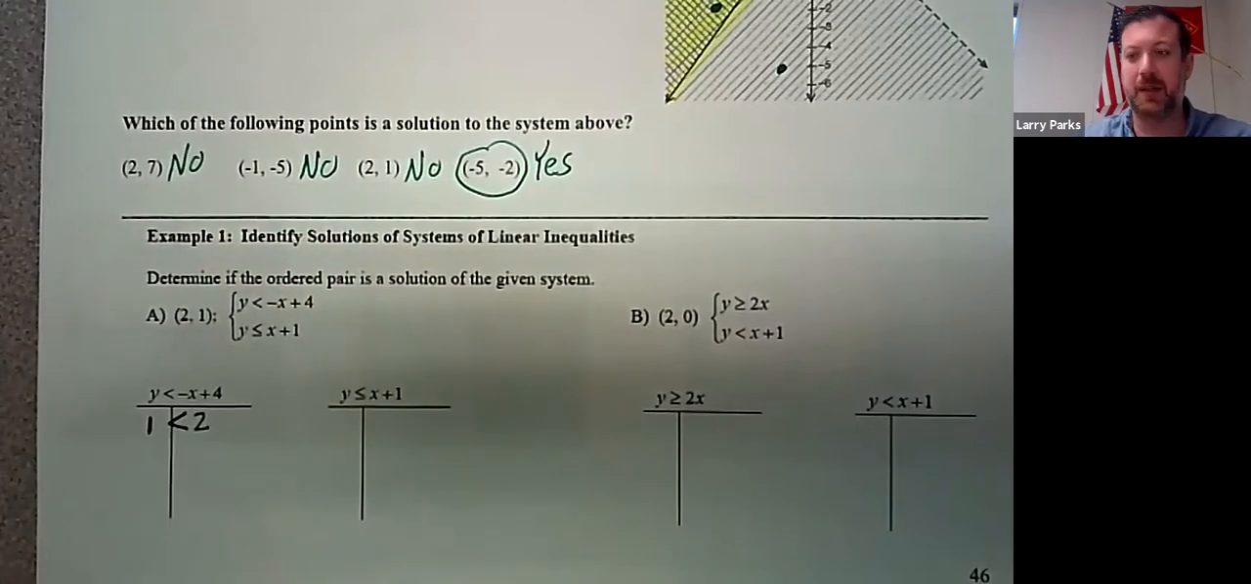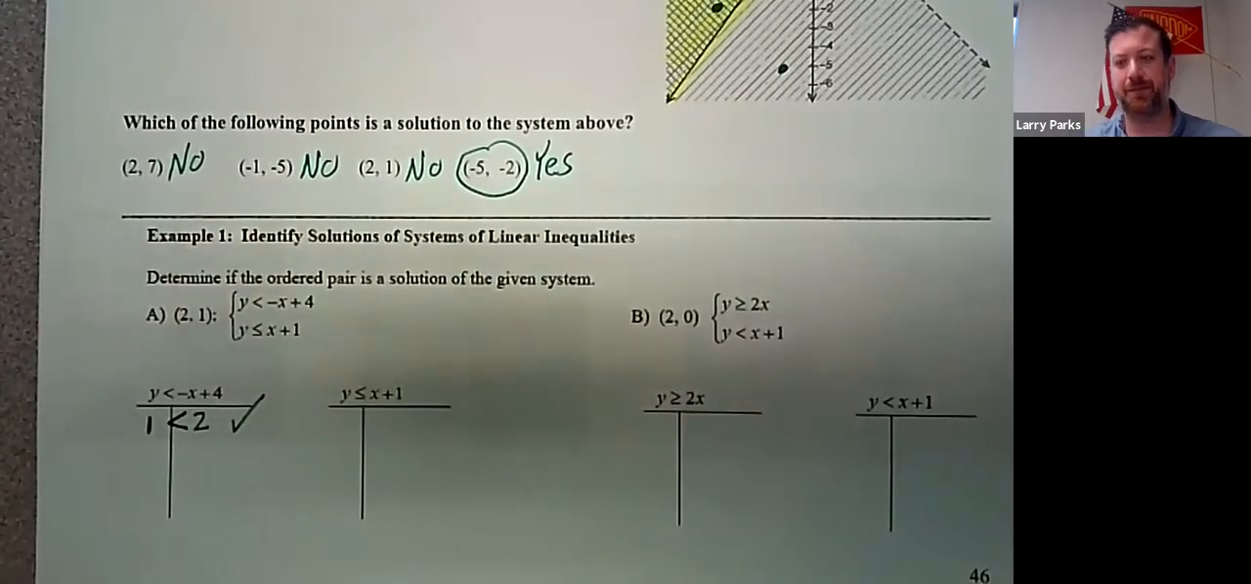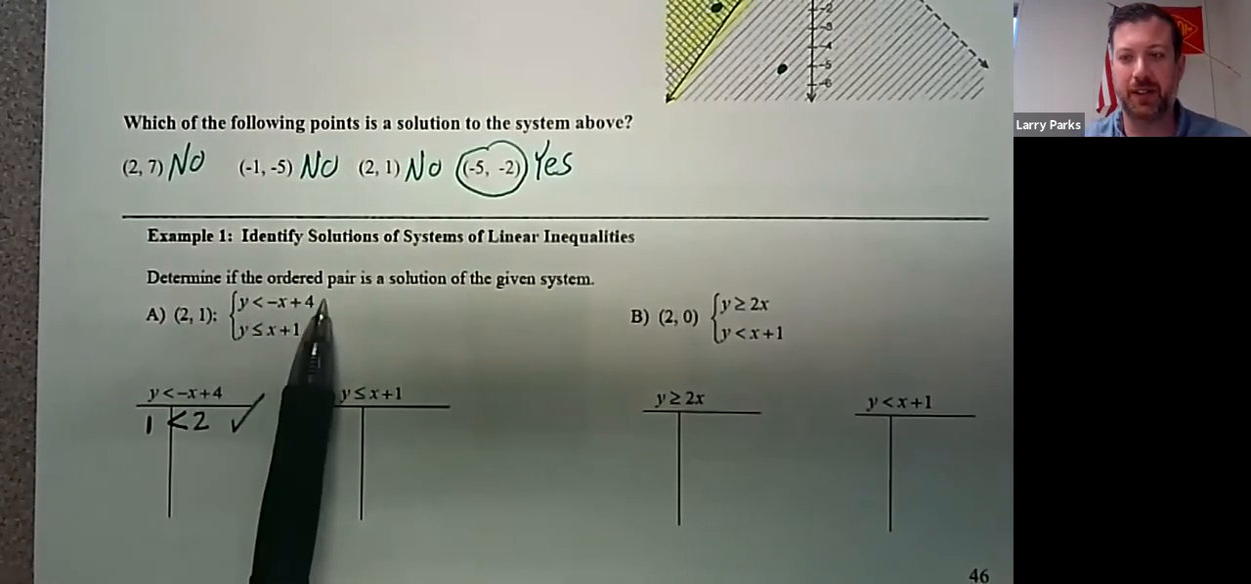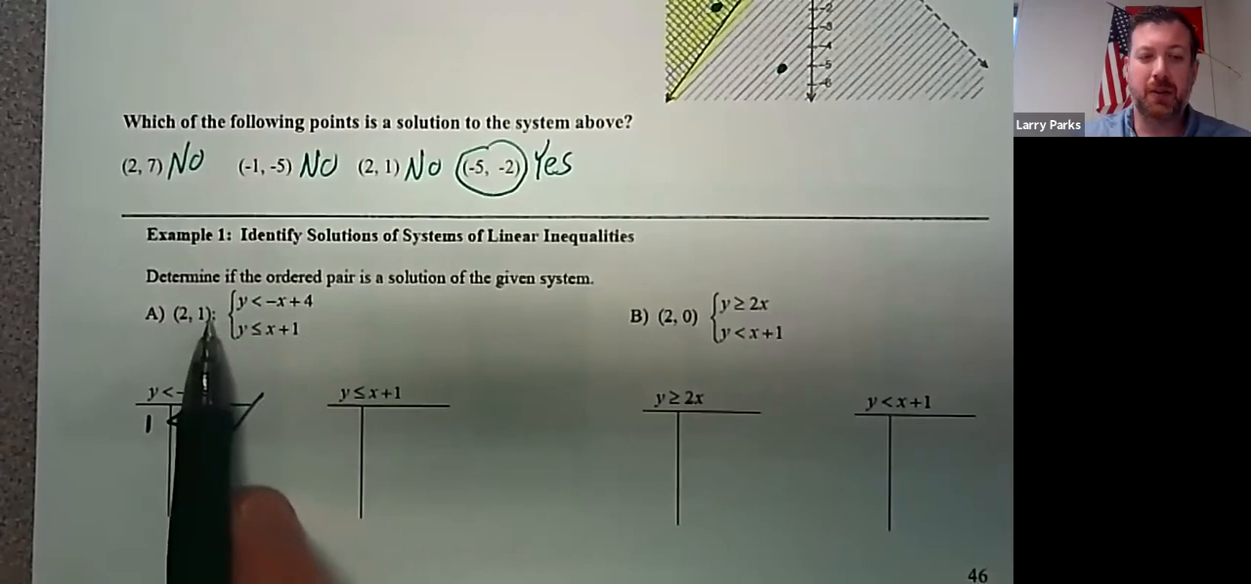Less than, I brought down my less than sign. So I would say yes, 1 is less than 2. And then I would say (2, 1) is a solution to this inequality. But is it a solution to the system? That's what's important. Let's plug 1 in for y.